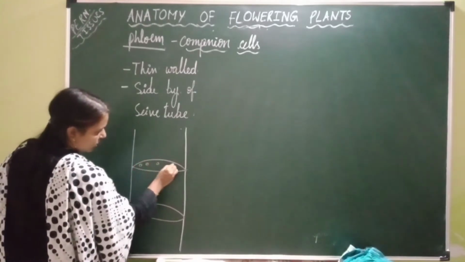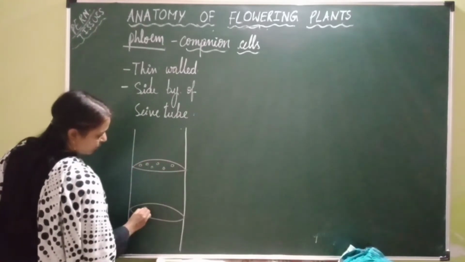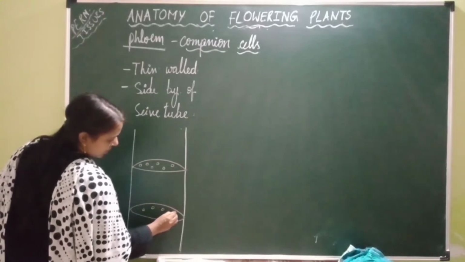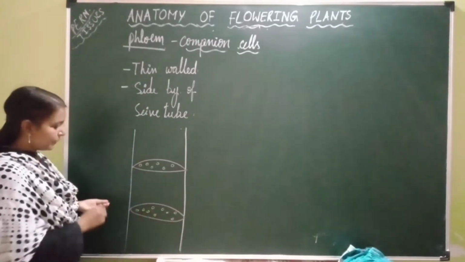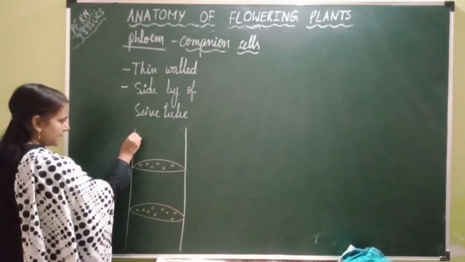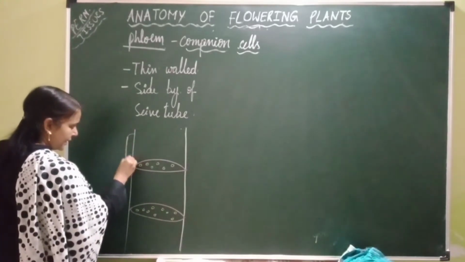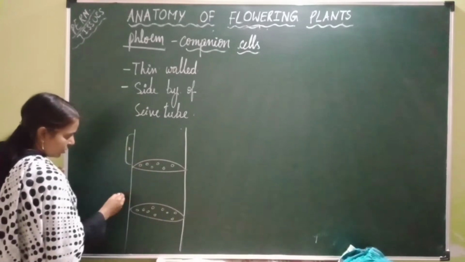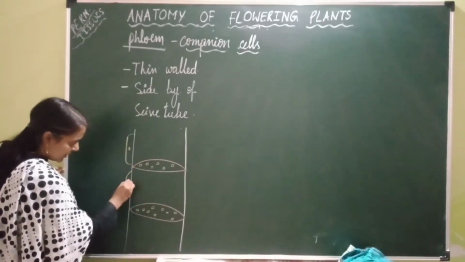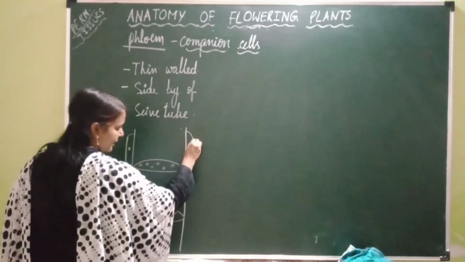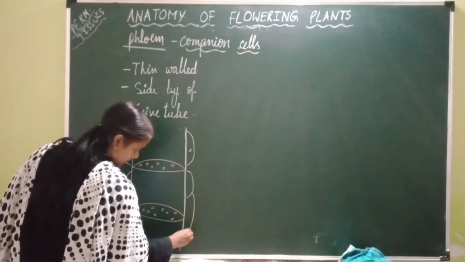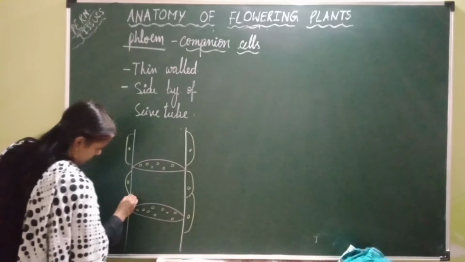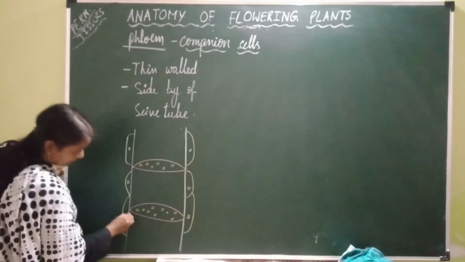So in these cross walls, what are formed? Sieve pores are formed. The cross walls which have sieve pores are called sieve plates. We already studied that. Now let's see the companion cells. Like this, companion cells are present towards the sides of these sieve tubes.